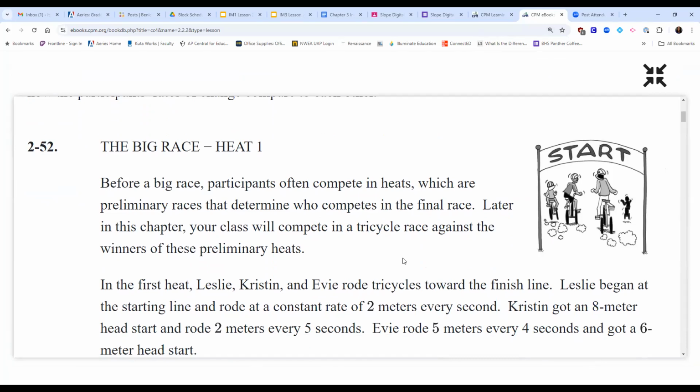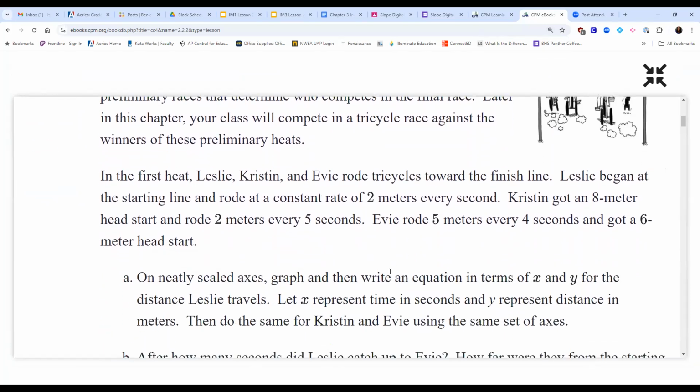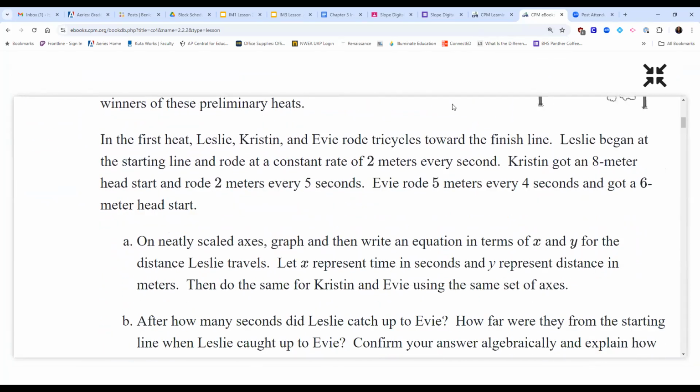Anyway, later in this chapter, your class will compete in a tricycle race, not for real, against the winners of these preliminary heats. In the first heat, Leslie, Kristen, and Evie rode tricycles toward the finish line. Leslie began at the starting line and rode at a constant rate of 2 meters every second. Kristen got an 8-meter head start and rode 2 meters every 5 seconds. And Evie rode 5 meters every 4 seconds and got a 6-meter head start.